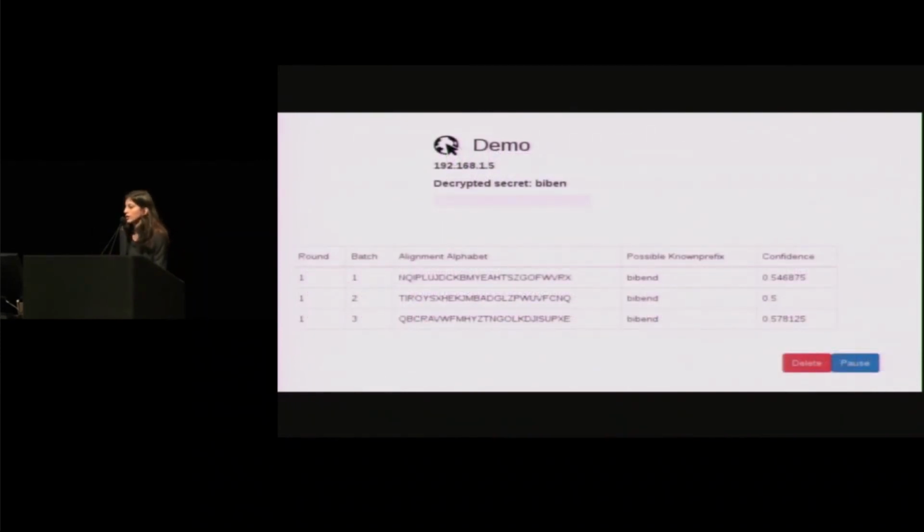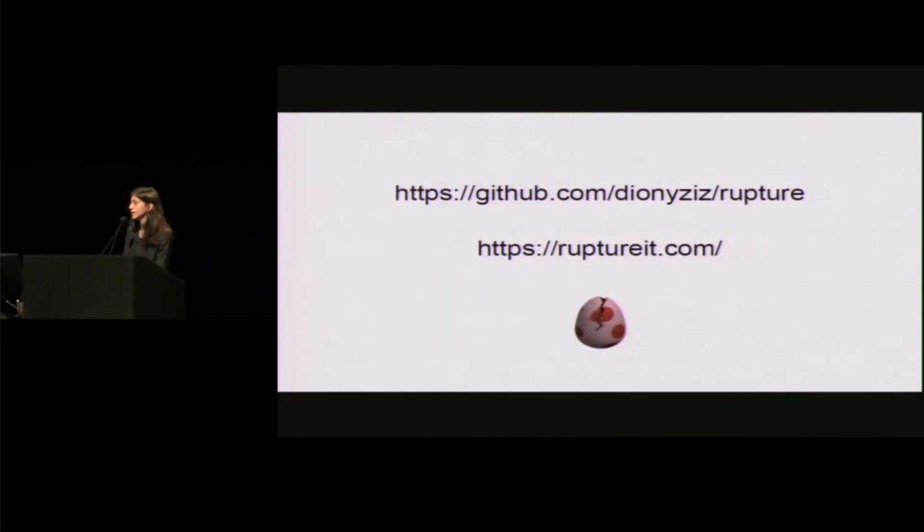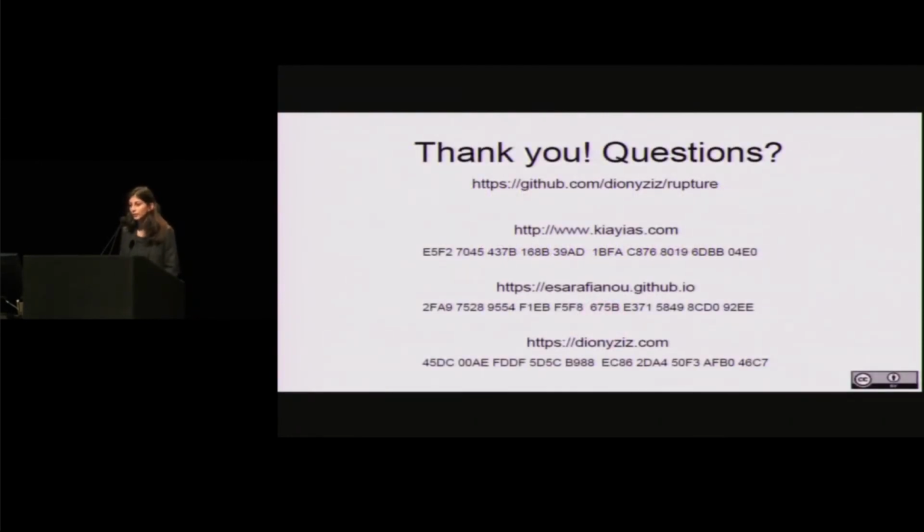As you can see, the possible known prefix is D. This is what we saw in our website. It was bibendum, and we decrypted D, and the prefix we already knew was biben. And this goes on, and that's how the attack evolves. This took about 6 minutes, and you can see it's a real-time attack. And this is pretty much all I had to say. This is our repo and our website, and thank you very much for your attention.